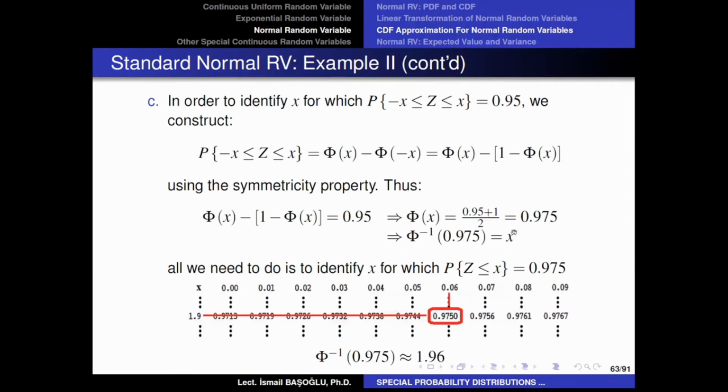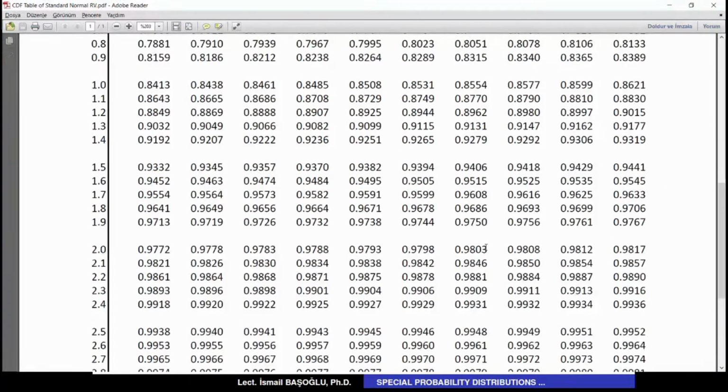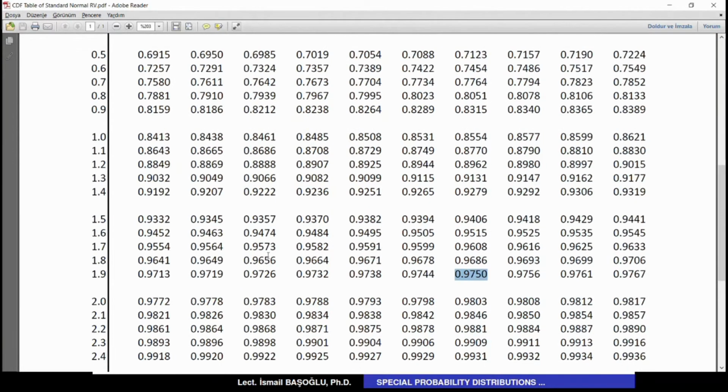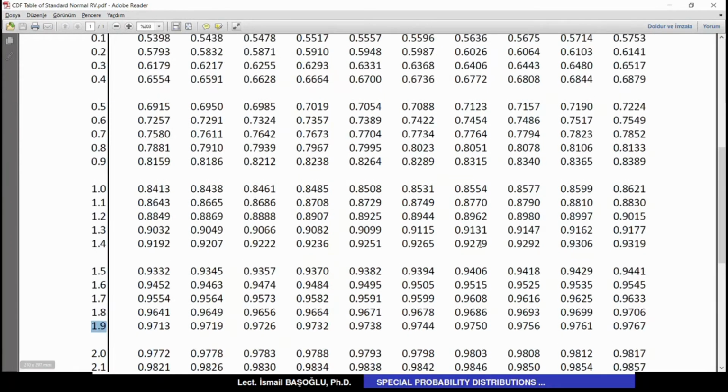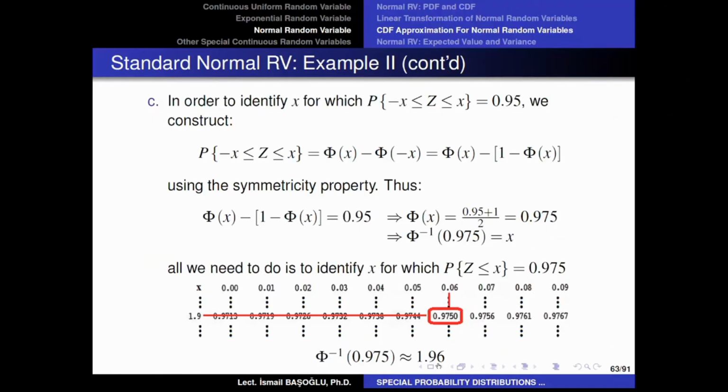So this means I am going to look for an x value for which the area on the left-hand side is 0.975, or in other words, I am going to look for the inverse CDF of 0.975. Now let's check our table. In my table, I have 0.975 here exactly, which is at 1.96. So the result is 1.96, my friends.